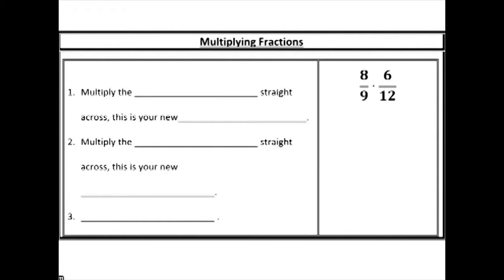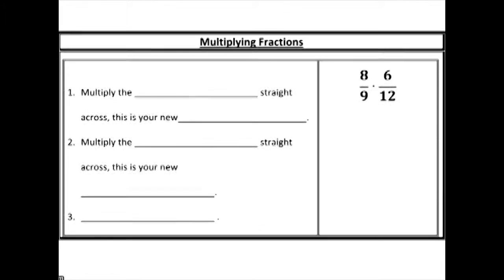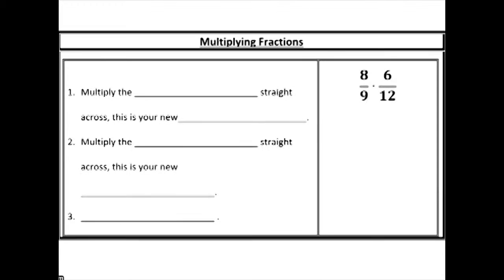Now, to multiply fractions, a lot of students immediately say cross multiply. Cross multiplication is reserved exclusively for proportions. That's only when you have a fraction or a ratio equal to another fraction or ratio. We're going to see that in a unit or two.